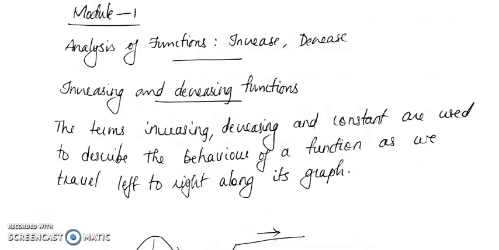So every function, when you move from one point to the other, it can be either increasing, അല്ലെങ്കിൽ it can be decreasing, or it can be a constant. So these terms, increasing, decreasing and constant, they will describe the behavior of your function or your graph as you travel from left to right.